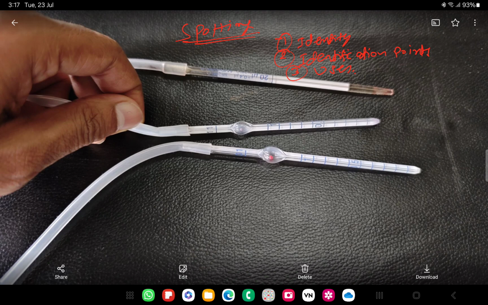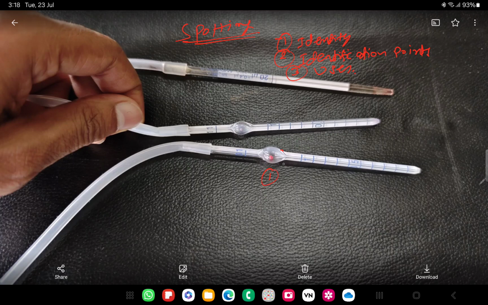Out of these three pipettes, you will get one pipette, and points you have to write. The first thing is to identify the tube and write the name, then the identification points, how you can say that this is this pipette, and third point is uses of this. So first I will discuss this one.